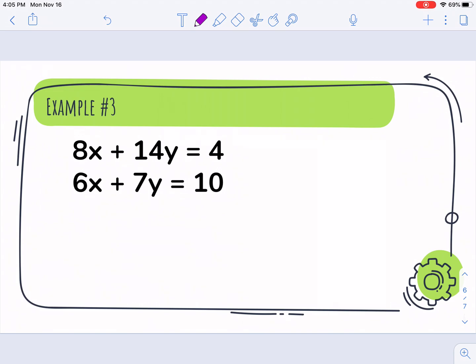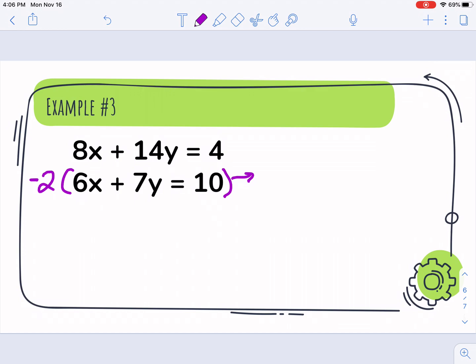If we take a look at this, I have 8x plus 14y equals 4 and 6x plus 7y equals 10. Well, I don't have a plus and minus that are lined up already, so I might need to make one equation become another when you're looking at the x or the y. So if I see this, I have 7y and 14y, and I notice that that's times 2. So if I go ahead and multiply this equation by 2, I'm going to get 14y, but I want to multiply it by a negative 2 because I want to have opposite signs.